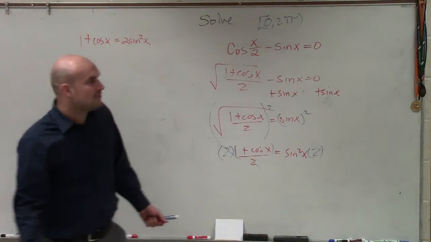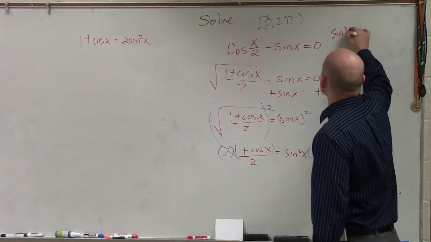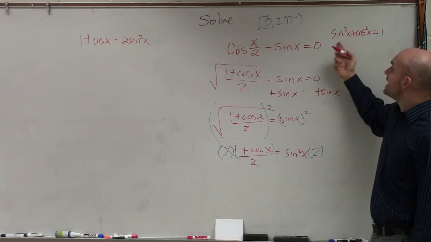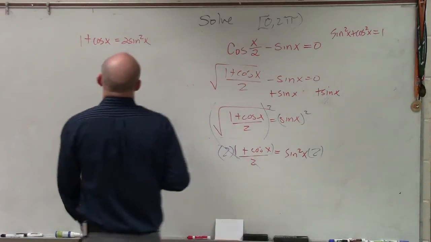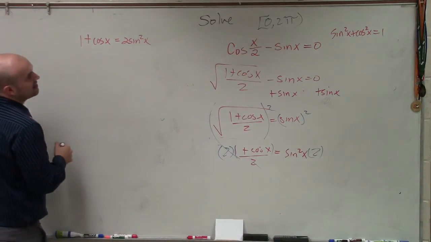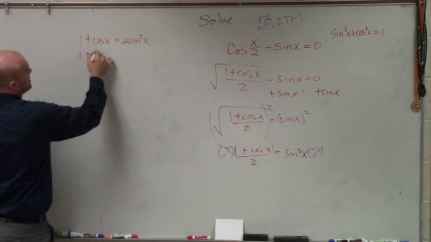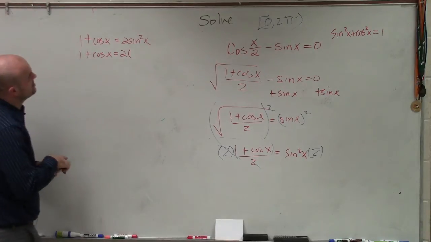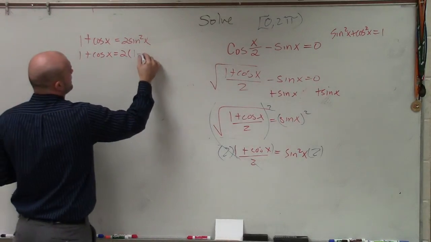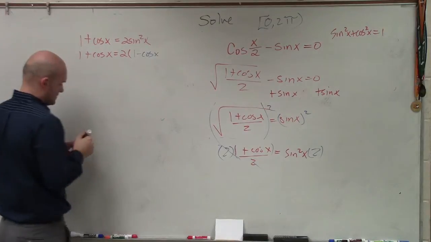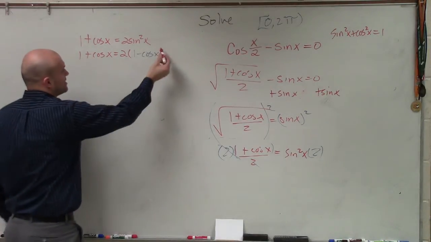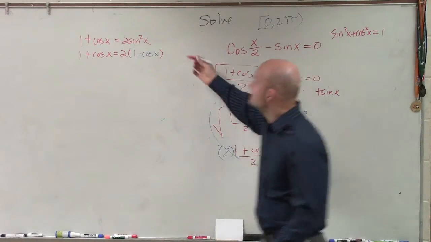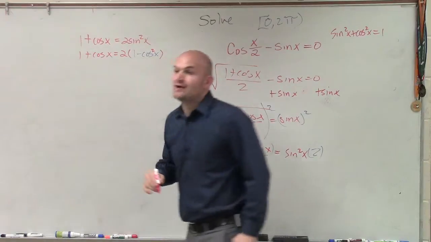Now, where do we go from here? How are we going to factor this? Please remember that sine squared of x plus cosine squared of x equals 1. So therefore, I can rewrite sine squared in terms of cosine by saying that 1 plus cosine of x equals 2 times, sine squared is now going to be 1 minus cosine squared of x. Does everybody see what I did there? Does anybody have any questions so far from here? Because now I have an equation that's all in terms of cosine squared.